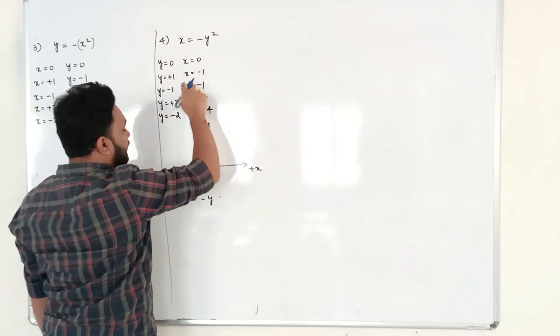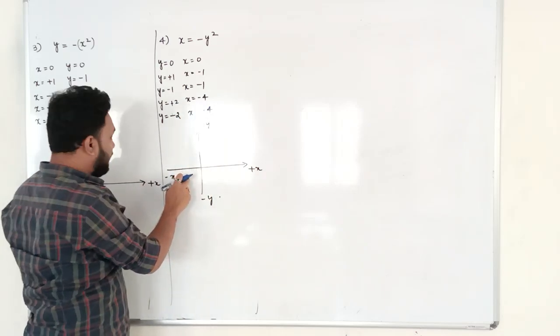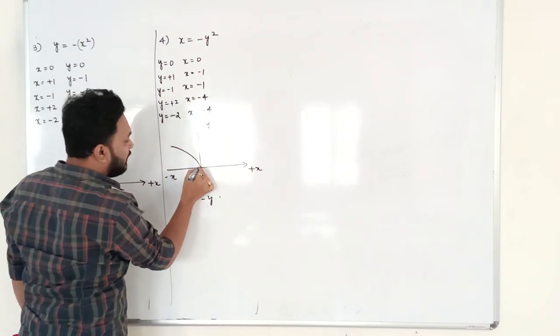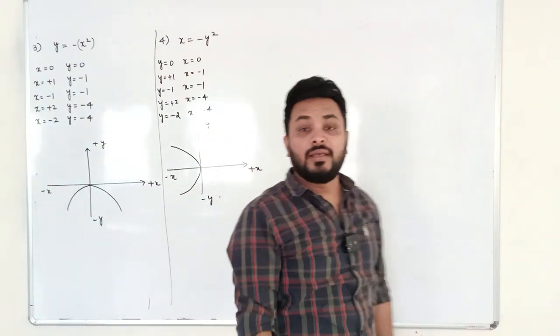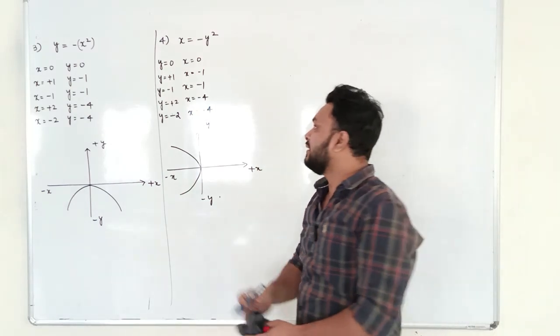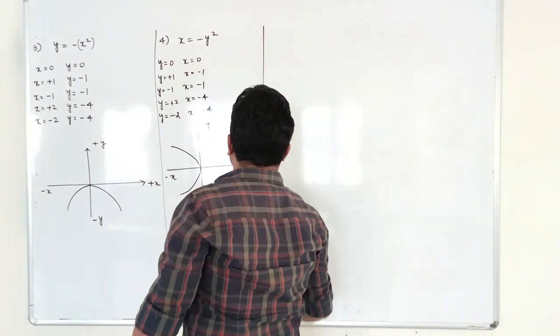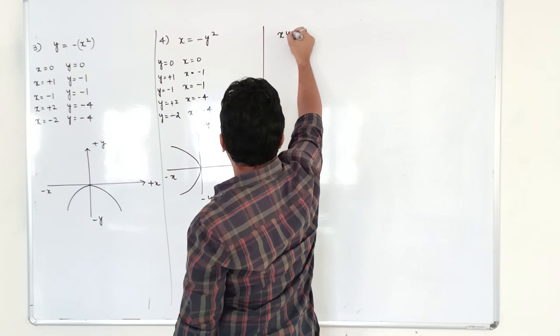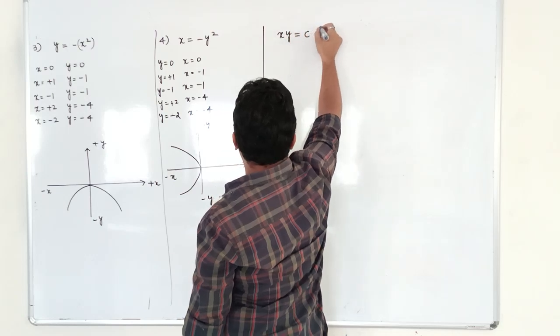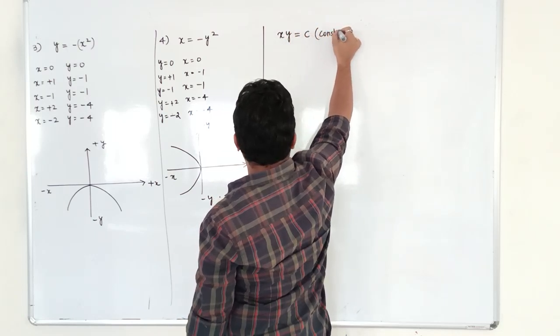X is always negative value. That means we have to come here, right? So now this graph becomes like this. Understood? Like this we need to understand the graph. The last one, rectangular hyperbola, xy equal to constant c, where c is a constant value.